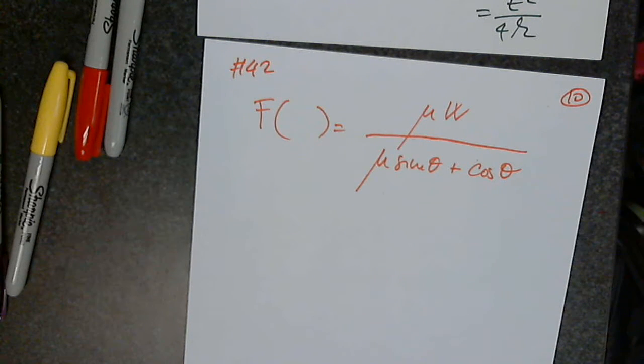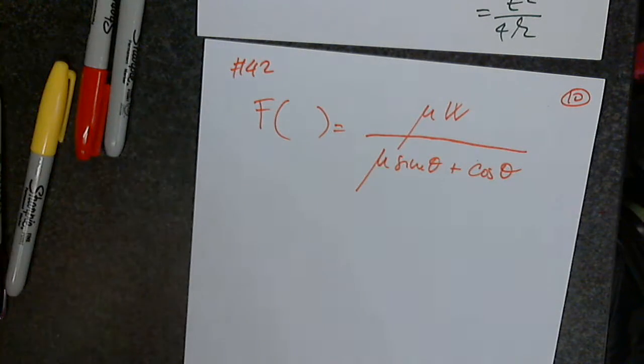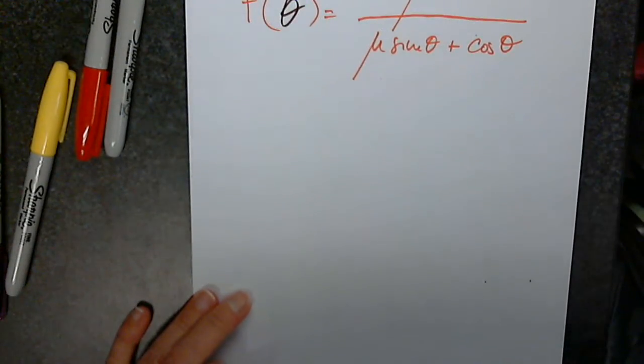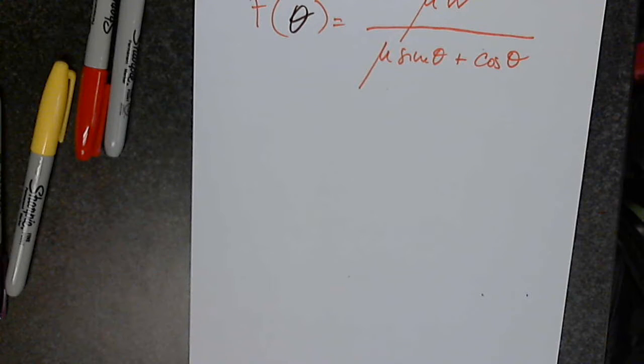For what value of theta is F the smallest? So what does this function depend on? Theta. Absolutely, that's the only variable, theta. Okay, so please find the absolute minimum of this function.